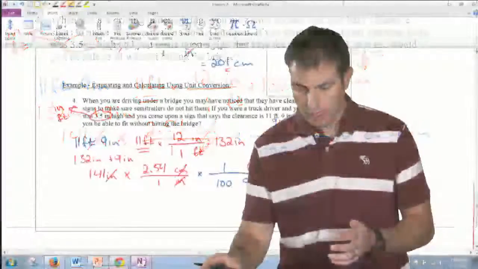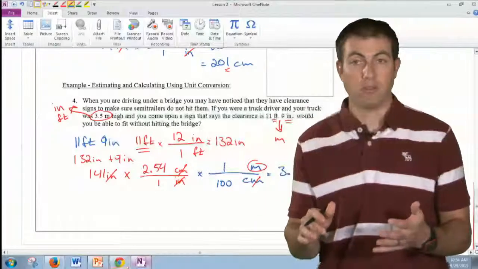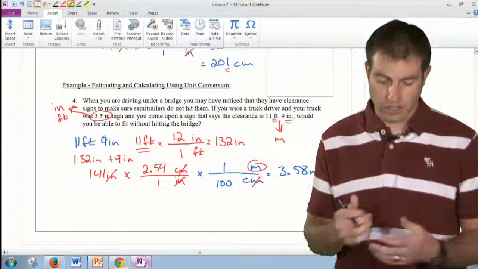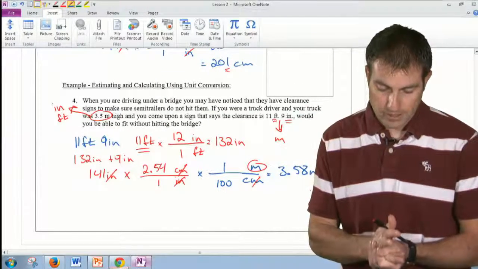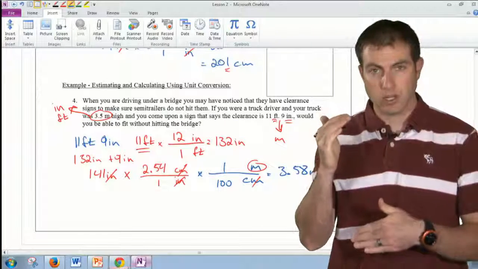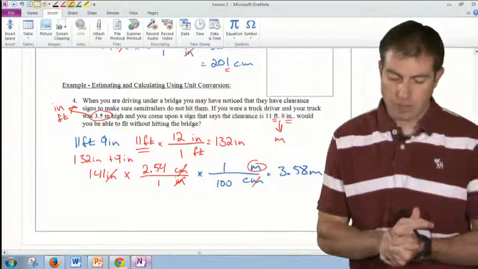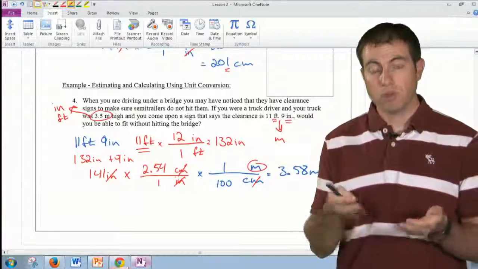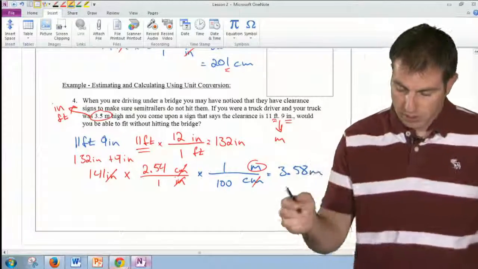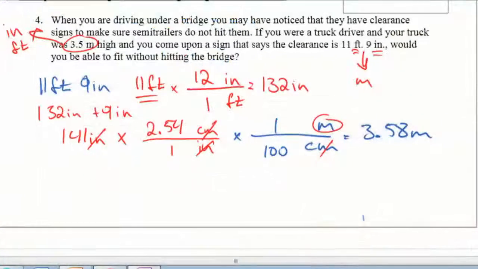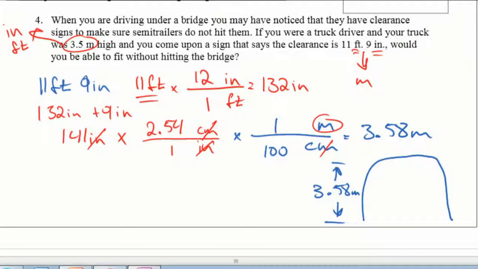So now I need to just take a second and think about what I just calculated here. The clearance is what I started with, the 11 feet 9 inches. And the clearance ended up being 141 inches, which was equivalent to 3.58 meters. So if I have my overpass here, I know that it's 3.58 meters from the top to the bottom.